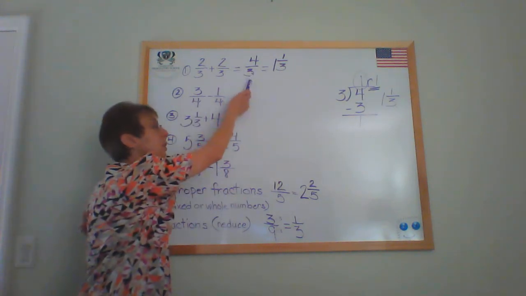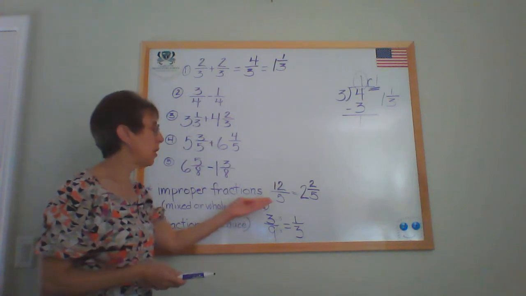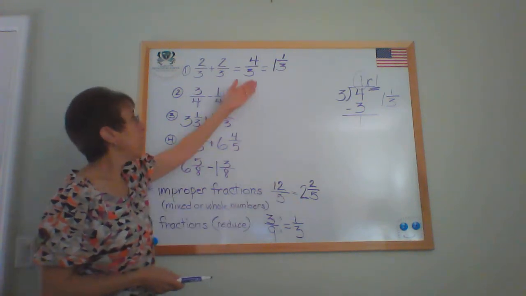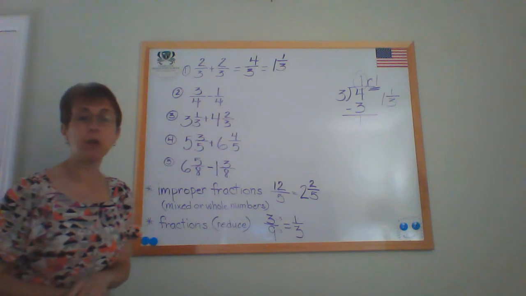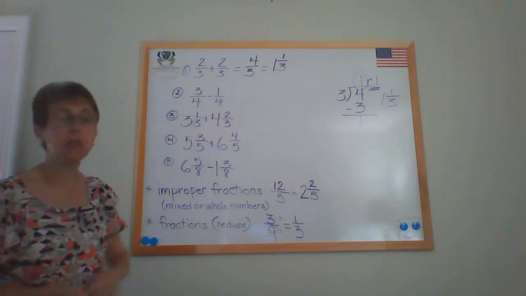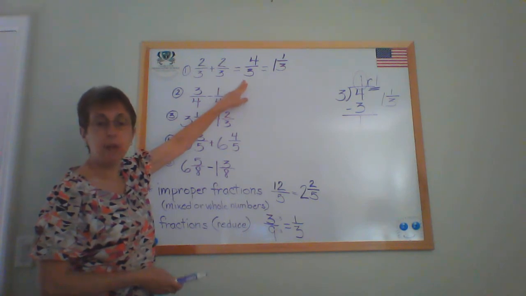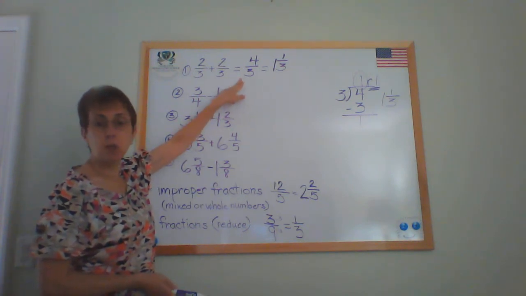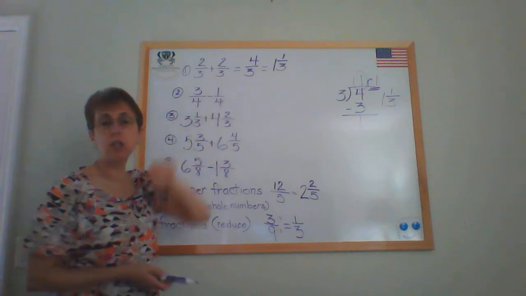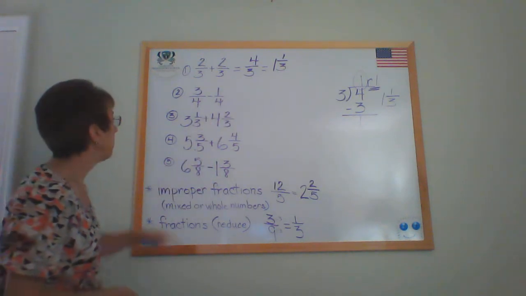So you don't leave your answer as an improper fraction. You have to change it out. So here, 1 1/3 is in its simplest form. An improper fraction is a correct answer, but it is not in its simplest form. Taking any kind of a test, you always lose points for not changing it into its simplest form.